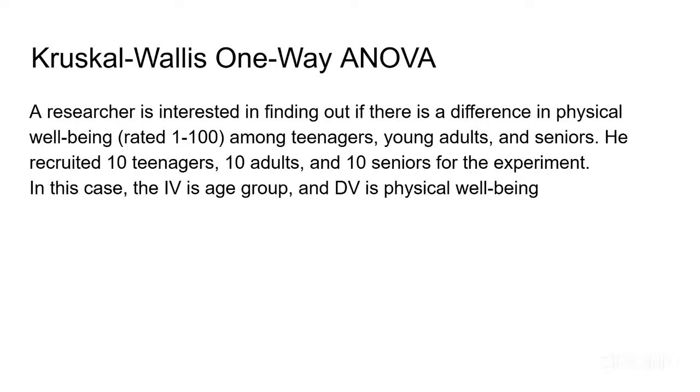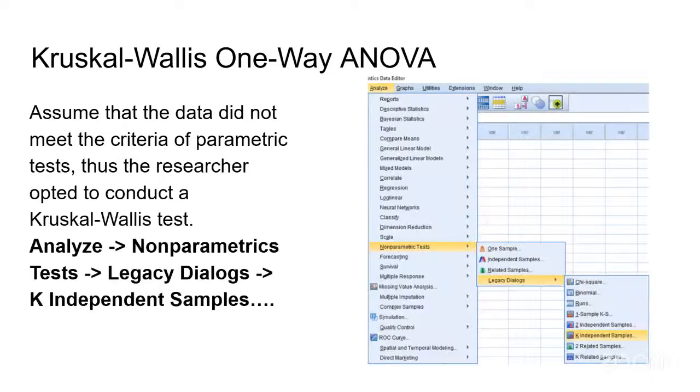Kruskal-Wallis one-way ANOVA: a researcher is interested in finding out if there is a difference in physical well-being rated 1 to 100 among teenagers, young adults, and seniors. He recruited 10 teenagers, 10 adults, and 10 seniors. So 3 groups are there: teenagers, adults, and seniors, for the experiment. In this case, the independent variable is age group and the DV is physical well-being. The rating is from 1 to 100 about the physical well-being. Next.